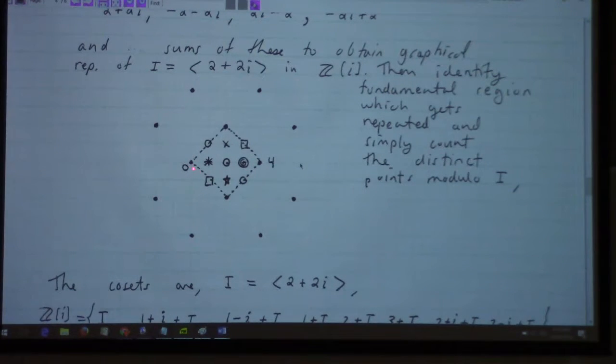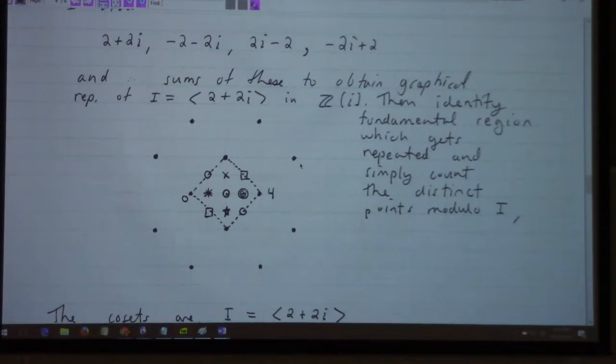Essentially 2 plus 2i multiplied by an integer allows you to go in 4 different directions, because you also take sums of these. Anyway, long story short, you get 2 plus 2i, minus 2 minus 2i, 2i minus 2, and minus 2i plus 2. These are all different things you can add to a given point, and those things are inside this ideal. So all the points connected by integer linear combinations of these are in the same coset.